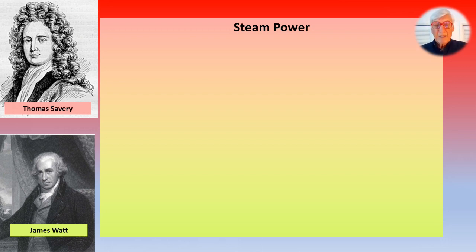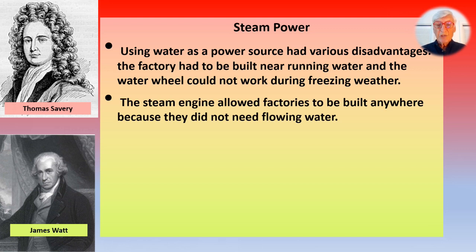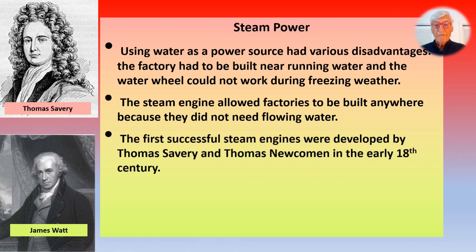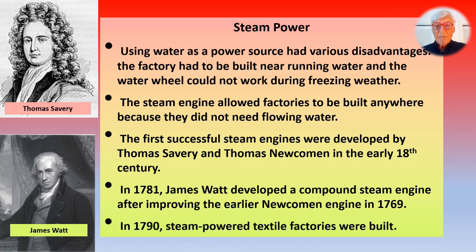A word about steam power. Using water as a power source had disadvantages. The factory had to be built near running water, and the water wheel could not work during freezing weather. The steam engine allowed factories to be built anywhere because they did not need flowing water. The first successful steam engines were developed by Thomas Savery and Thomas Newcomen in the early 18th century. In 1781, James Watt developed a compound steam engine after improving the earlier Newcomen engines in 1769. In 1790, steam-powered textile factories were built.